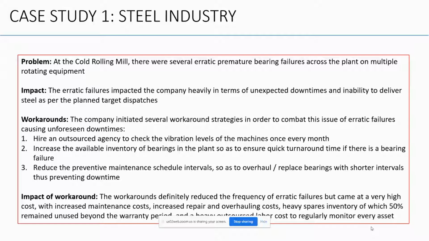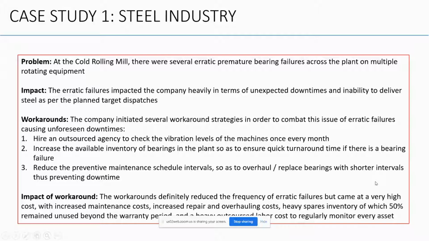So typically preventive maintenance is a time-based maintenance practice, and there is a kind of an optimization between the preventive maintenance schedule and the actual production planning and the production process. So the optimization was done on the intervals of preventive maintenance, so that overhauling, replacement of bearings, replacement of spares was actually done more often than was probably recommended by the OEM, so that they could prevent any such premature bearing failures.